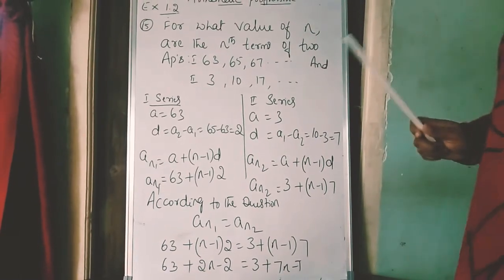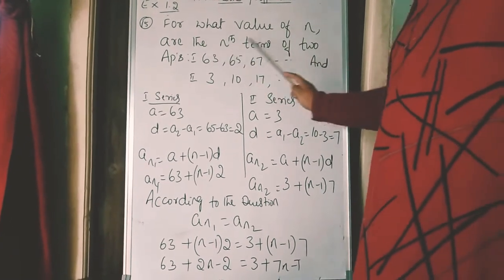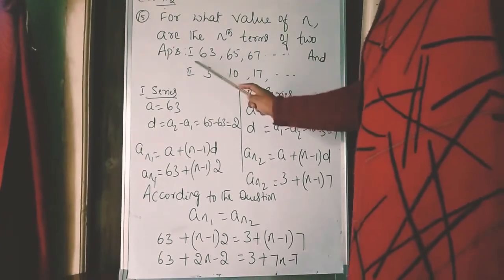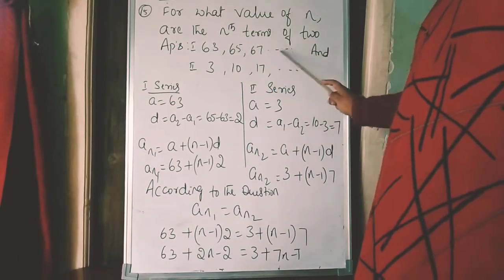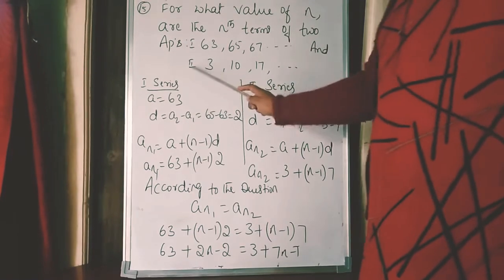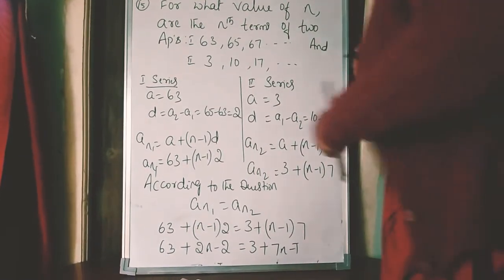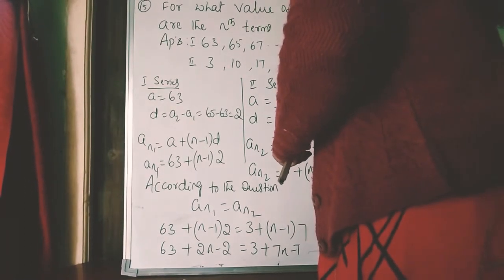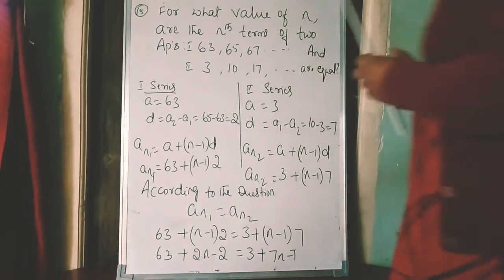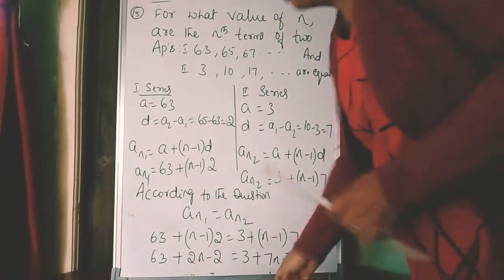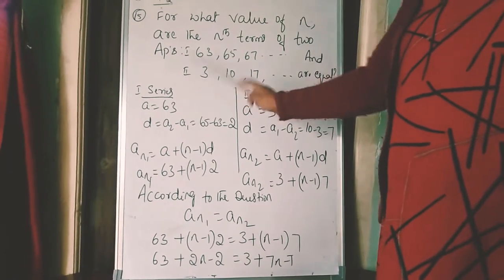Now I will read the question. 15th question: for what value of n are the nth terms of two APs, 63, 65, 67 and so on, this is the first series, and the second series 3, 10, 17 and so on, equal? This is the question.